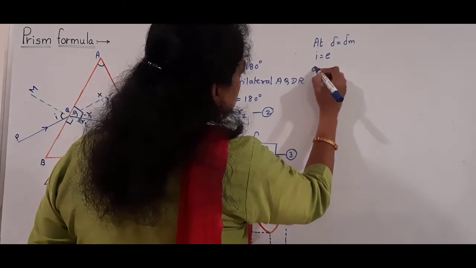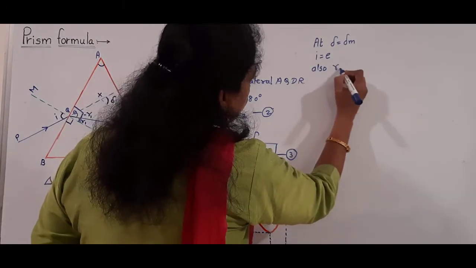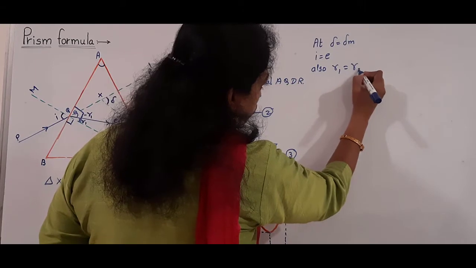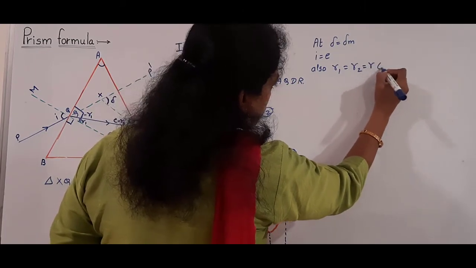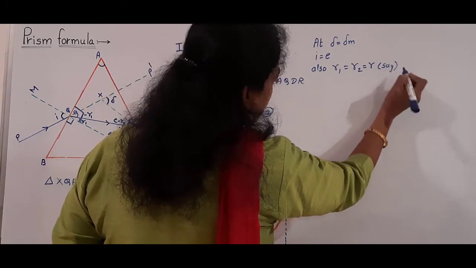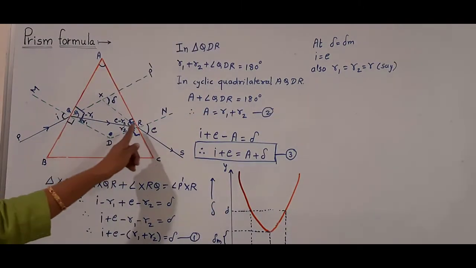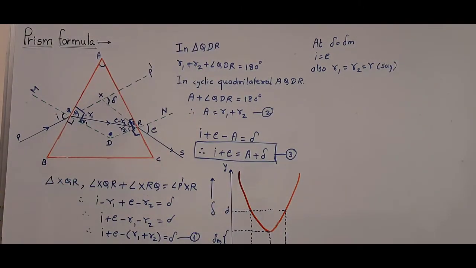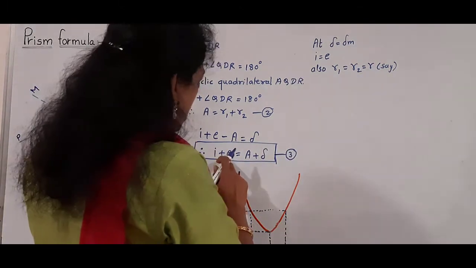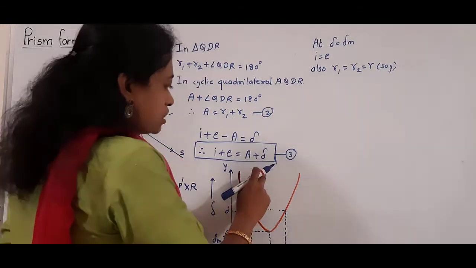Also, R1 is equal to R2 is equal to R. We can say here R1 is equal to R2 is equal to R. Put this value in this equation, what we will get? I plus E is equal to A plus delta.